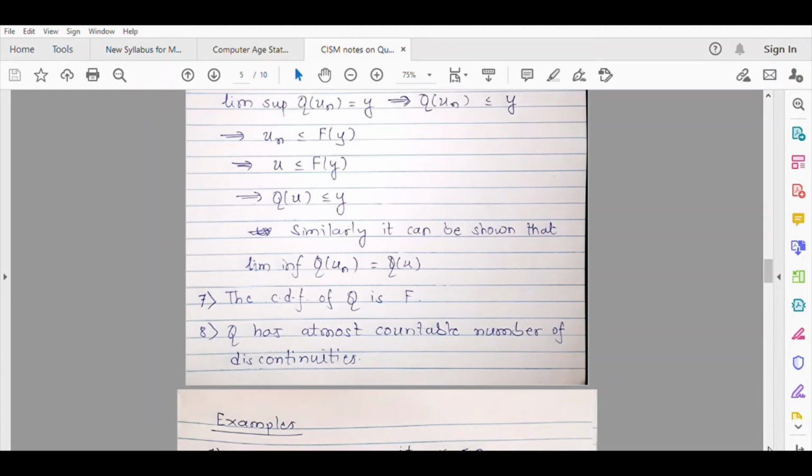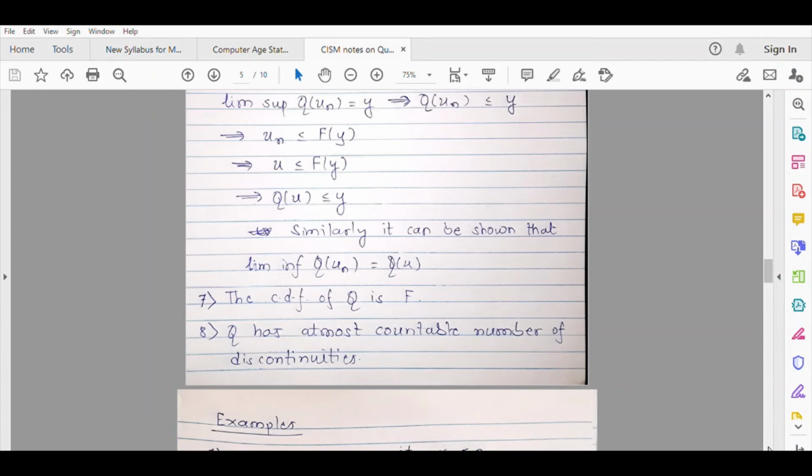Notice that there is a result associated with the discontinuities of a CDF. The result says that the number of points of discontinuity of a distribution function F is always a countable set. So the same result you can use to prove that Q also has countable number of discontinuities.